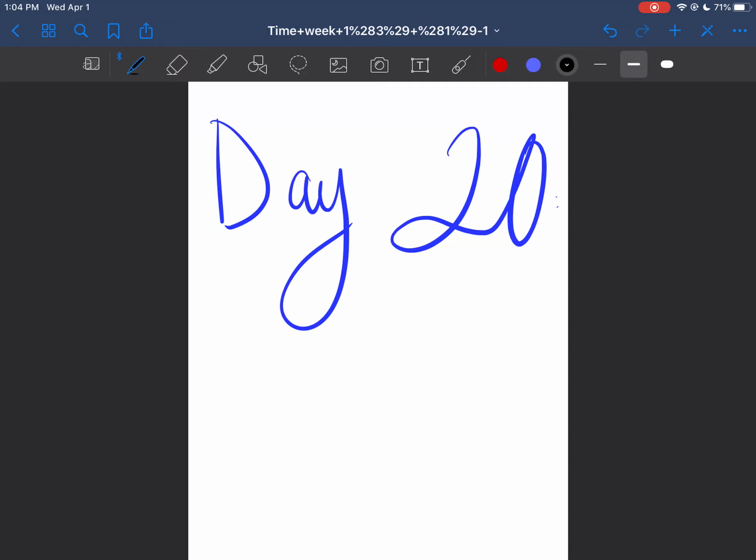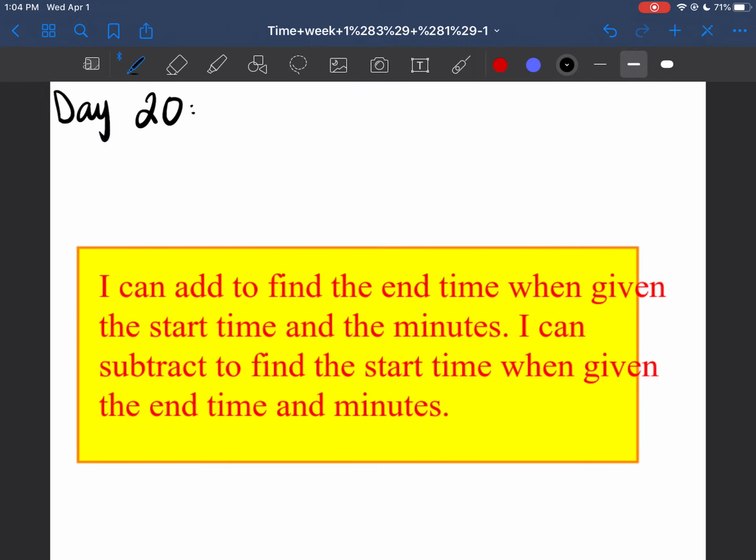We are still working with elapsed time, and today we're doing something a little bit different. Remember, a couple of days ago I said that sometimes you may be given the start and the end and you have to find the duration, like we did yesterday. Sometimes you may be given the start and the duration, but you have to find the end, and that's what we're going to be working on today.